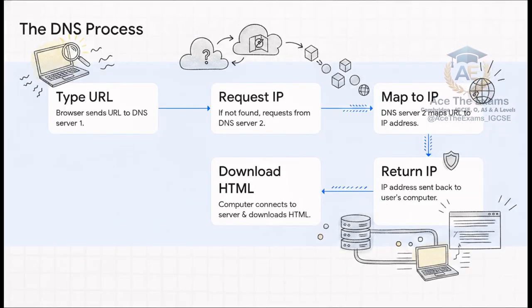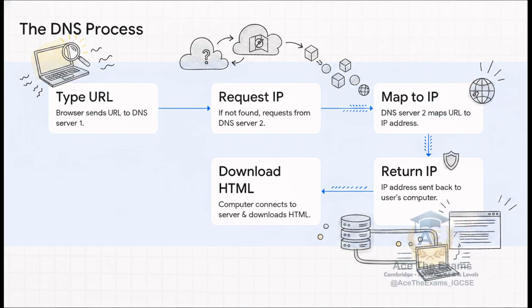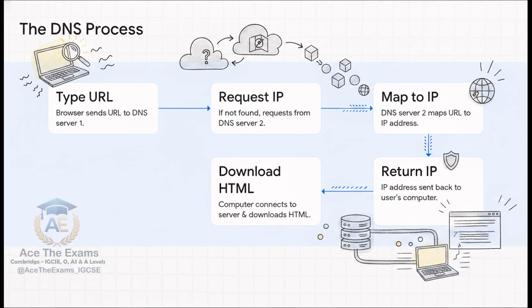Let's actually walk through that exact 5-step process because it's pretty wild. Step 1, you just type a URL into your browser, like you always do. Step 2, your browser shoots off a request to the first DNS server asking for the IP address. Now, if it doesn't know it, step 3 kicks in. It asks a second DNS server, which searches, finds the URL, and securely maps it to a specific IP address, something that looks like 107.162.140.19. Then, step 4. That numerical IP address is sent straight back to your computer.